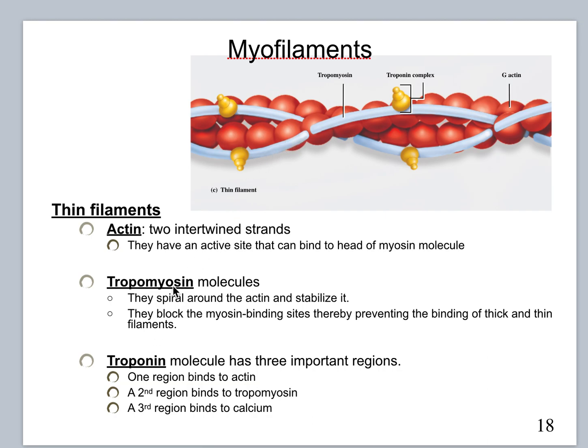And troponin is another molecule that's a part of the thin filament. That's this yellow triangular shaped structure. It has three regions: one region binds to actin, one binds to the tropomyosin, and another region binds to calcium. So the thin filament is made up of three components: actin, tropomyosin, and troponin. Actin is easy to remember because actin rhymes with thin. Actin and thin kind of sound the same, so you can remember actin and thin filaments. Tropomyosin and troponin are the other two parts of thin filaments.